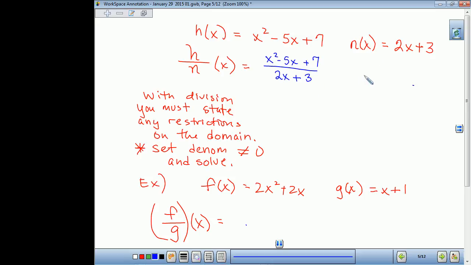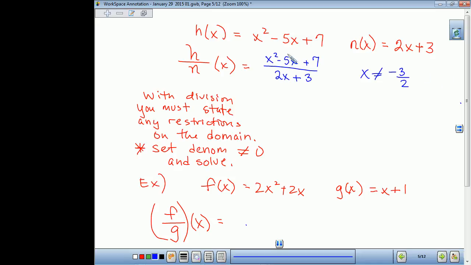Okay, so what value could x never have in this situation? 0? No, because 0 would still be 7 over 3. Zero's okay. Negative 3 halves. Negative 3 halves. So we do have a restriction on our domain. X cannot equal negative 3 halves, because if we plugged in negative 3 halves, that would give us a denominator of 0, which is not defined.